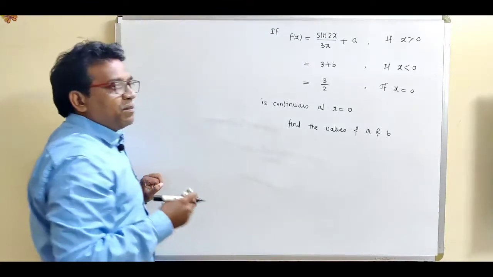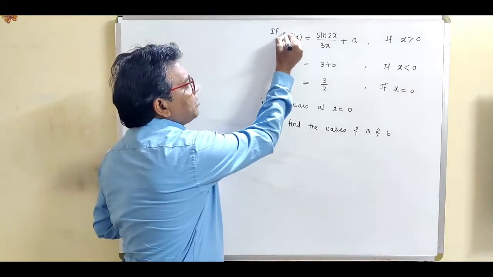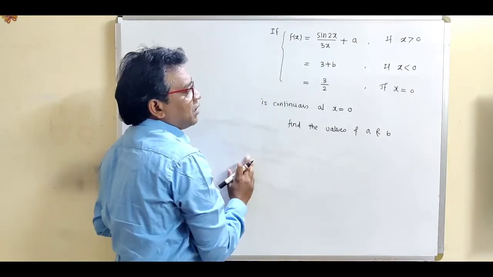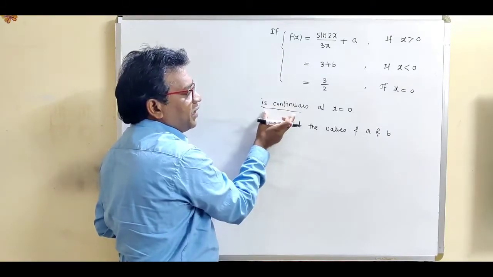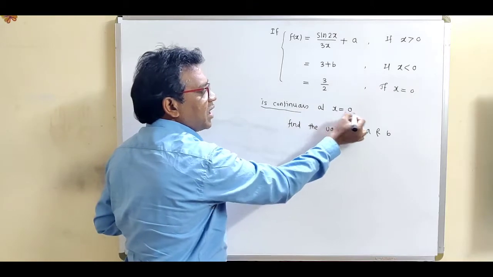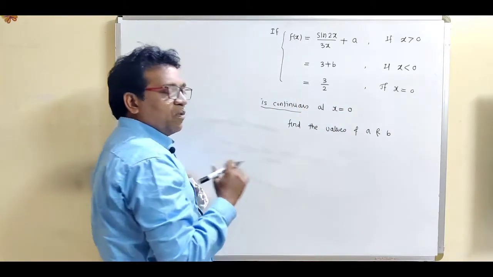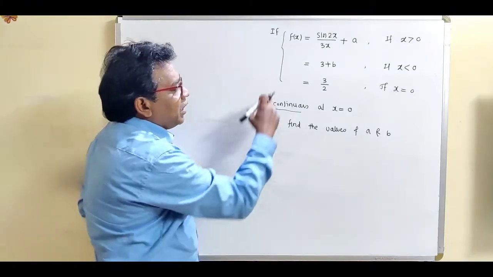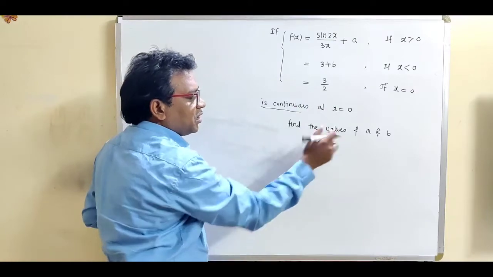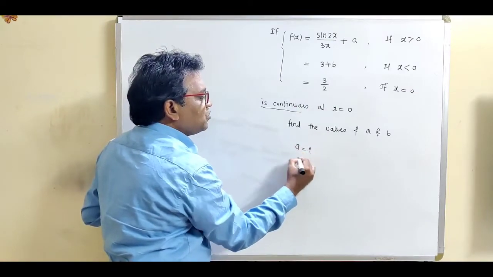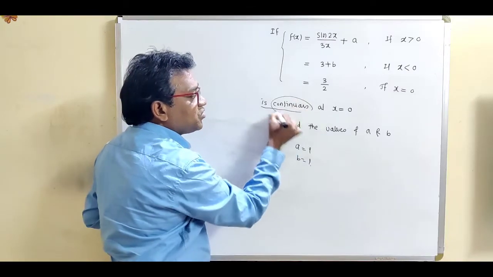Now see, what is this example? We are given some function f(x) and we are given this condition. The function f(x) is continuous at x equal to 0, that is given. So what is the question? If function f(x) is continuous at x equal to 0, then find out the values of a and b. So see how to use this condition.